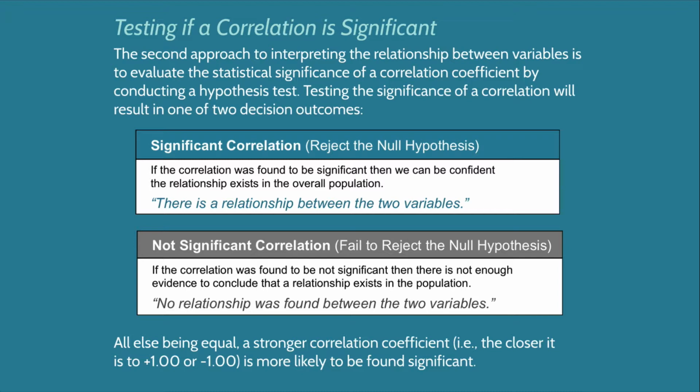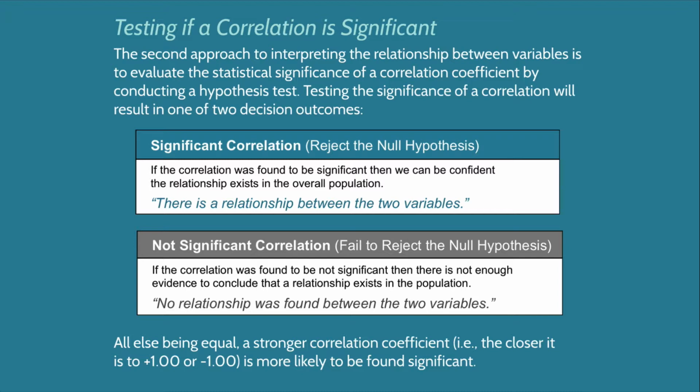If the correlation was found to be significant with a p of less than 0.05, then we can be confident the relationship exists in the overall population. In other words, we would conclude that there is a relationship between the two variables. On the other hand, if the correlation was found to be not significant with a p greater than 0.05, then there is not enough evidence to conclude that a relationship exists in the population. In this case, we would conclude that no relationship was found between the two variables.